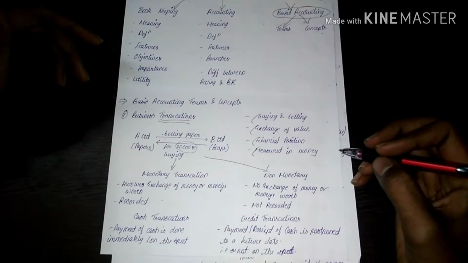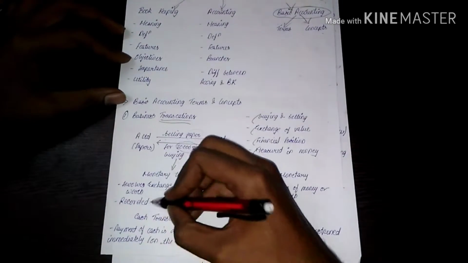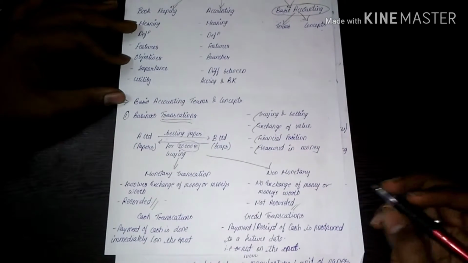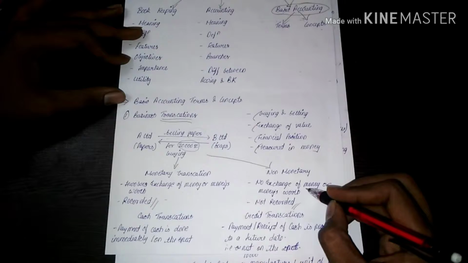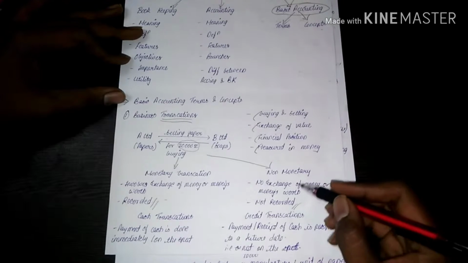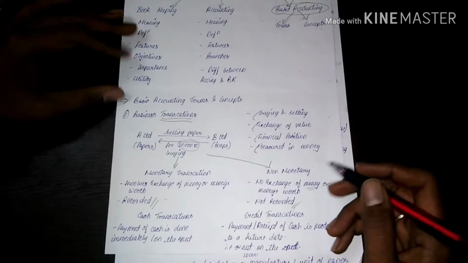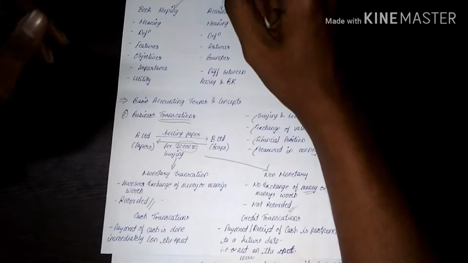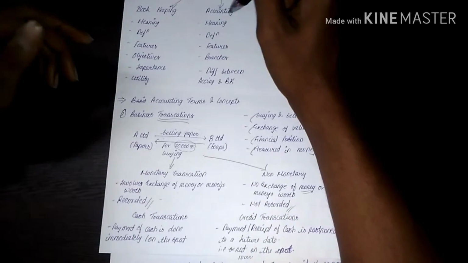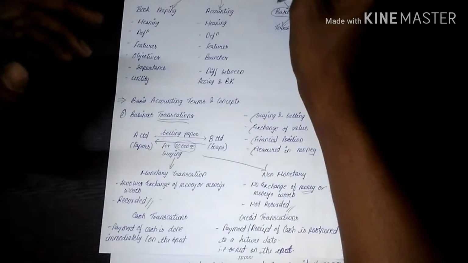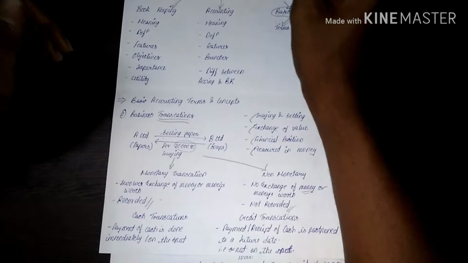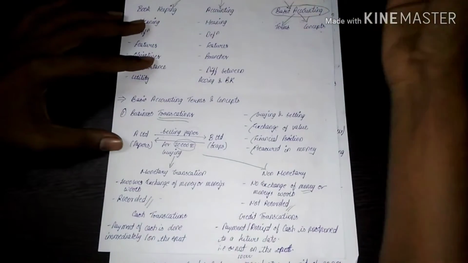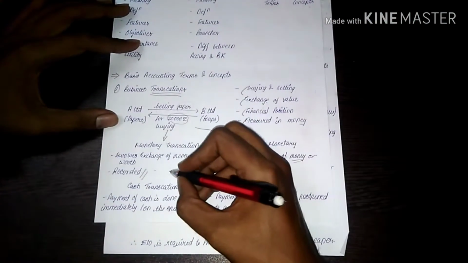The main thing to understand here is that monetary transactions are recorded and non-monetary transactions are not recorded. The reason being, since there is no exchange of money or money's worth, there is no need to record them. Simple as that. Which basically means that any transaction in the business which involves exchange of money or money's worth will be recorded, and any transaction which does not will be a non-monetary transaction and hence will not be recorded. Now, in monetary transaction as well, there are two types of transaction.